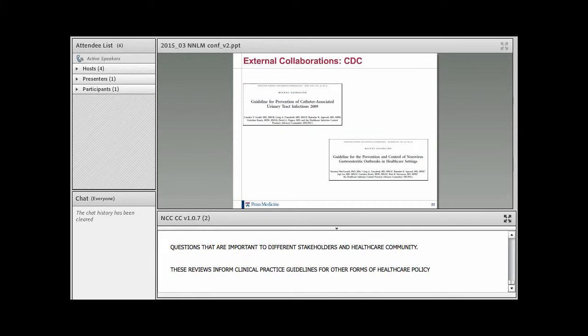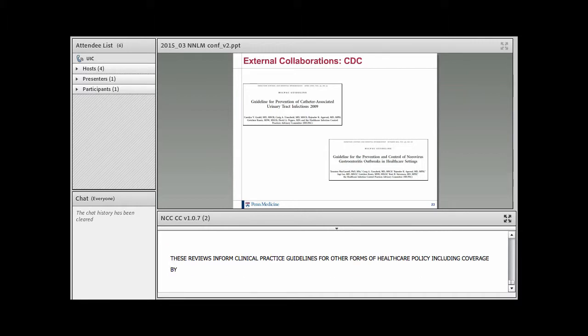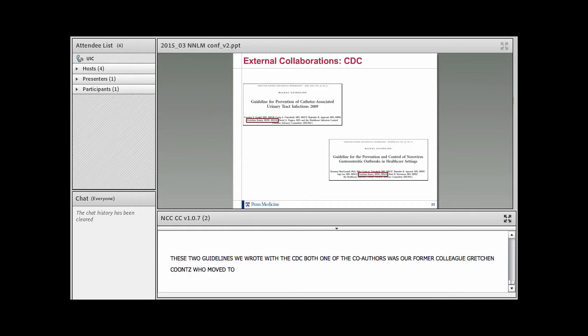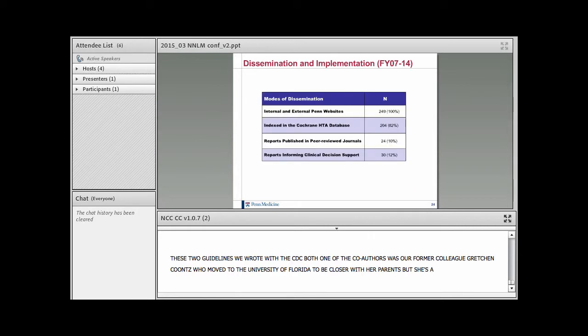I just want to point out that in a number of these collaborations, our healthcare librarians have been critical partners. On both of these guidelines that we wrote with the CDC, one of the co-authors was our former colleague Gretchen Kuntz, who moved to the University of Florida to be closer with her parents. She was a thoughtful colleague and a major contributor to both of these efforts.